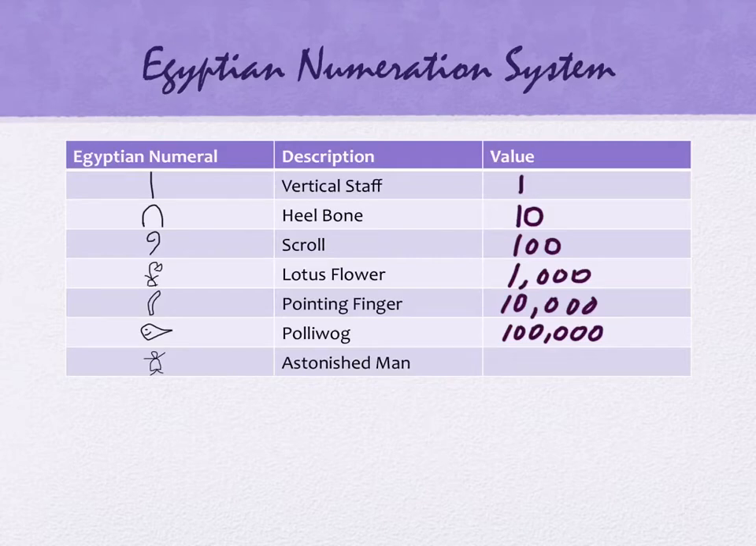Our last one is an astonished man. I think he's astonished because he's worth $1 million. I mean, if I were worth $1 million, that'd be pretty amazing. You too, right, Erica? Yeah, absolutely.